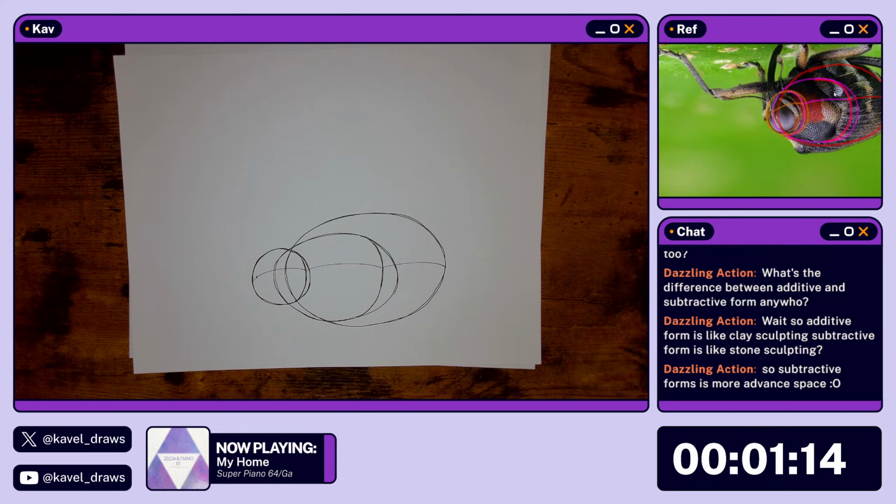But yeah, basically additive, from my understanding, is clay, and stone is subtractive. I think you put it perfectly right there. But I could go research and ask some people, just to ensure that I'm not confusing you.